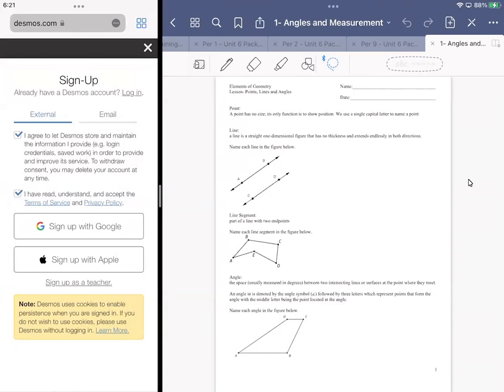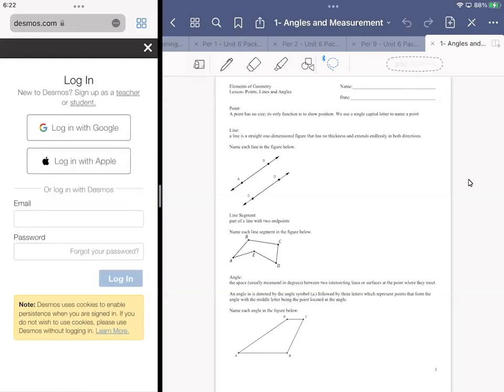The benefit of linking it with Apple is, as far as I understand, they have a little bit stricter regulations in terms of sharing information with third parties. So that makes people feel warm and fuzzy, a little bit more secure. So maybe that's the way to go. But I just did it with Google.